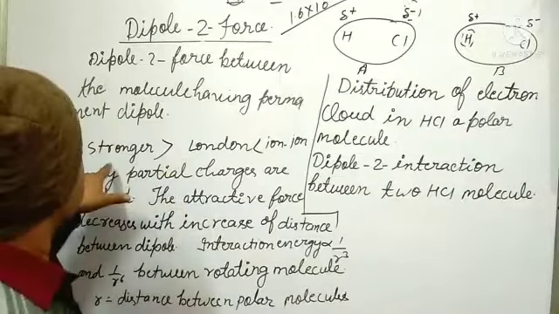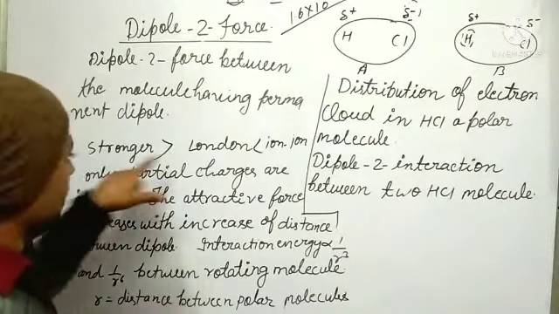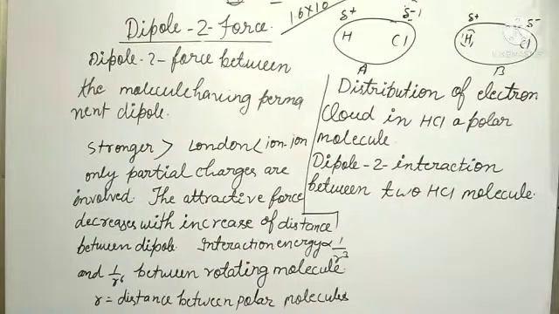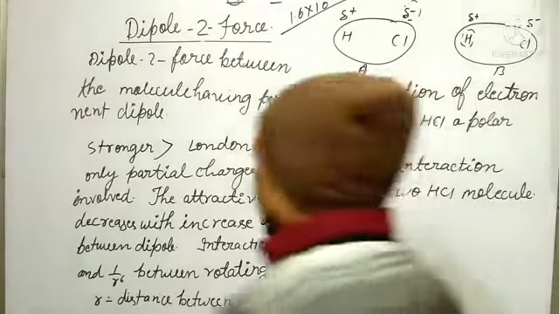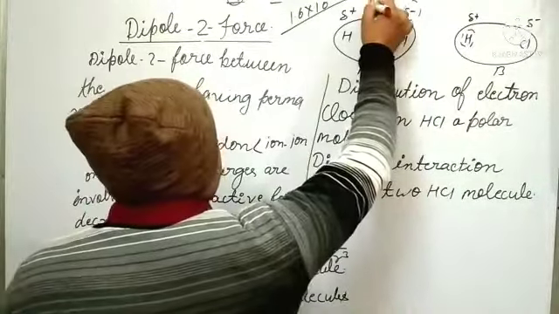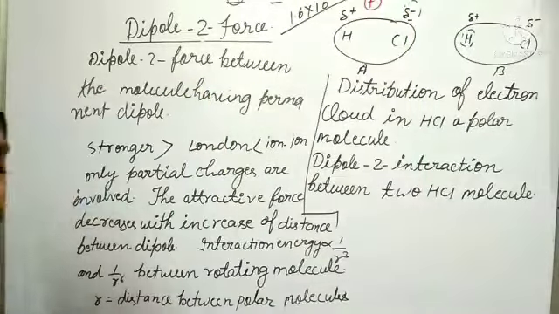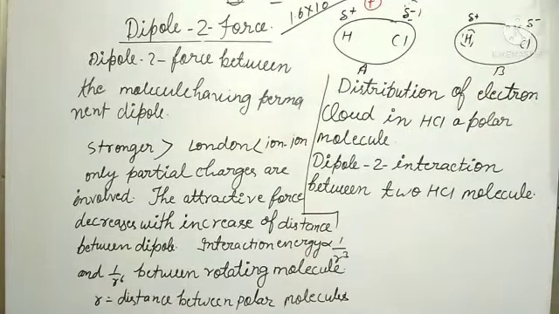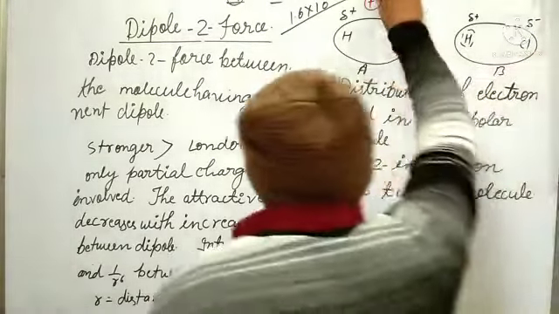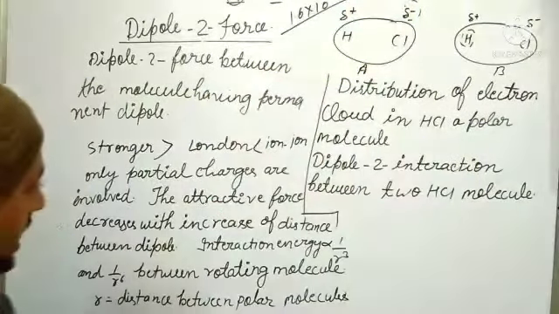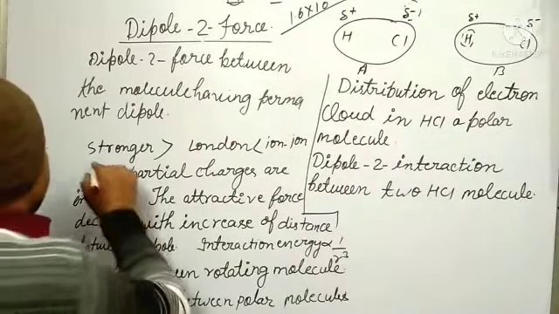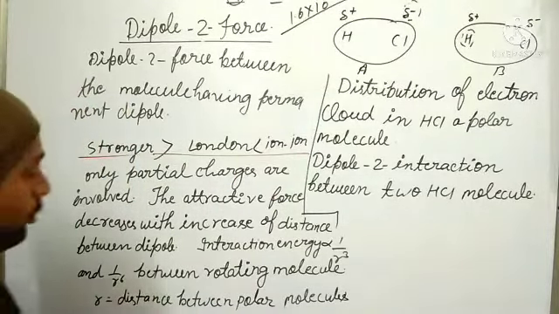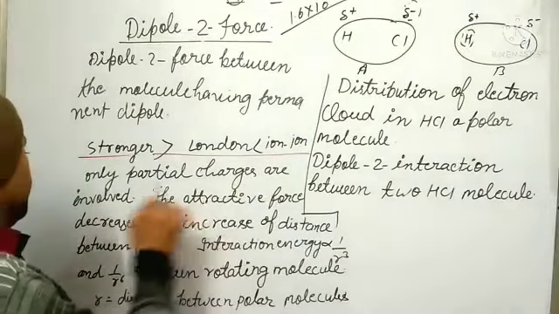This dipole force is stronger than the London force but weaker than the ionic force, because on ions there is a unit charge. So this force is weaker than in ionic compounds, and stronger than the London force or dispersion force. You can observe here why it is so: because only partial charges are involved.